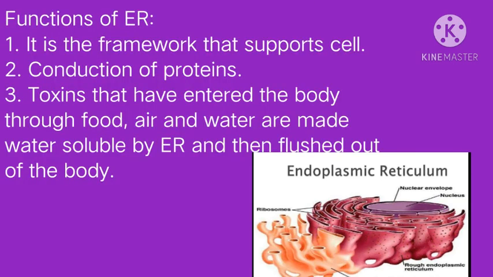Now functions of endoplasmic reticulum. First one, it is the framework that supports the cell. Second, conduction of proteins. Third, toxins, means poisonous substances that have entered the body through food, air and water, are made water soluble by endoplasmic reticulum and then flushed out of the body. This is the important function of endoplasmic reticulum, that unwanted toxic substances are removed from the body.